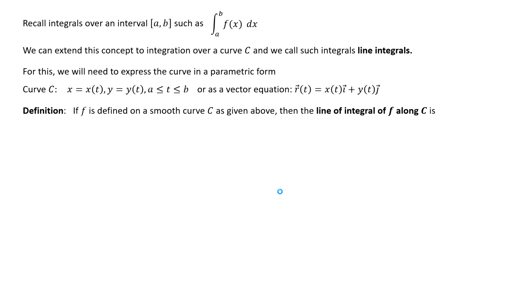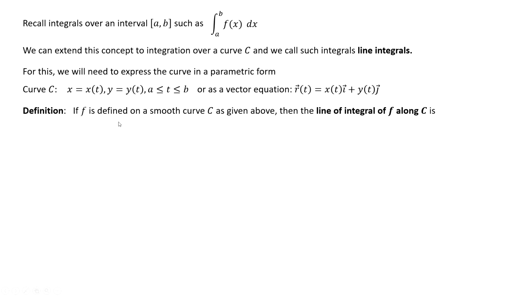So we need to start with the definition. So what is a proper definition of this? If f is defined on a smooth curve C as given above, so f must be defined on that curve. That seems like a reasonable request, right? f better be defined on a smooth curve if you are planning to evaluate the integral of that function along that curve. Just as when we say integrate along an interval ab, the function better be defined on that interval ab. And not only that, we expect continuity of the function on that interval.